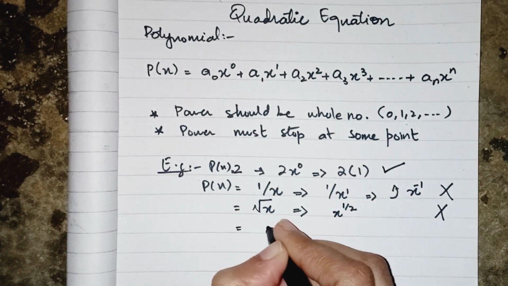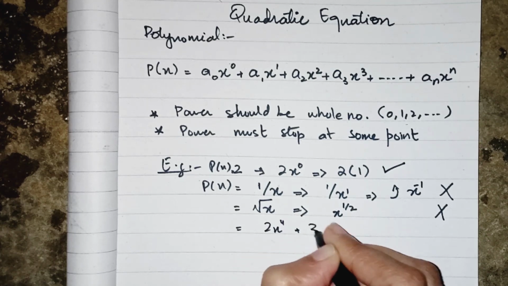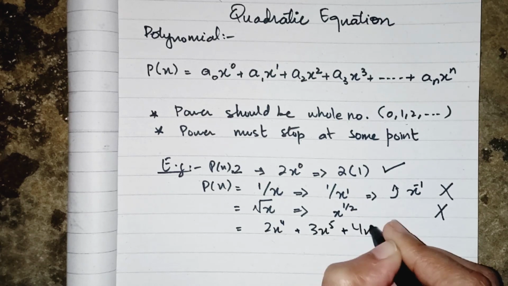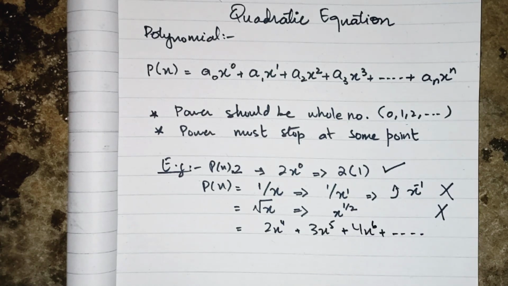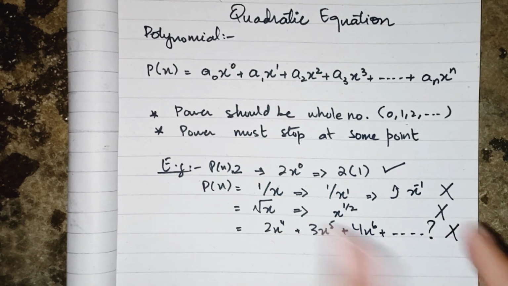The other one is 2x^4 plus 3x^5 plus 4x^6 plus so on. Is this a polynomial or not? It is not a polynomial. Why? Because our expression is continuing and doesn't end at some point. So this is not a polynomial. My expression should end at some point.